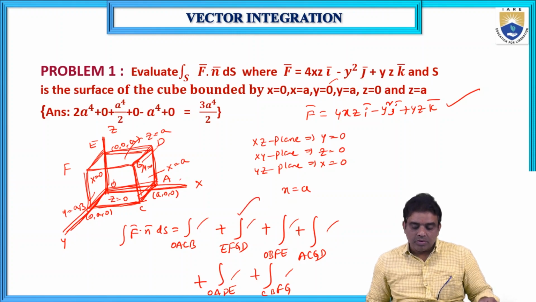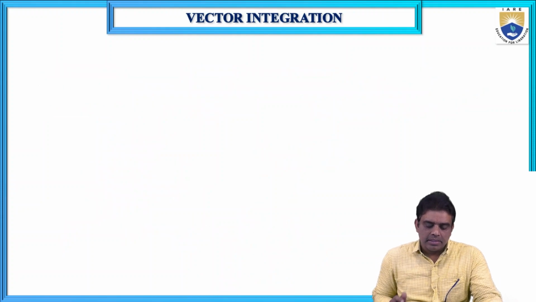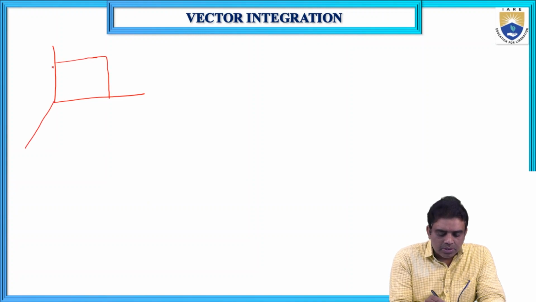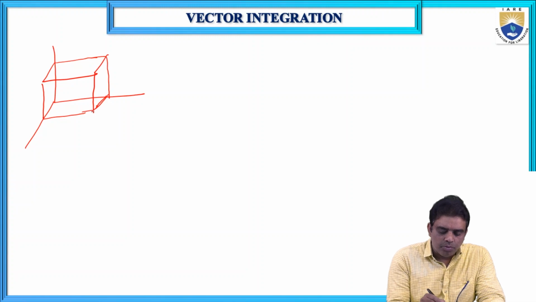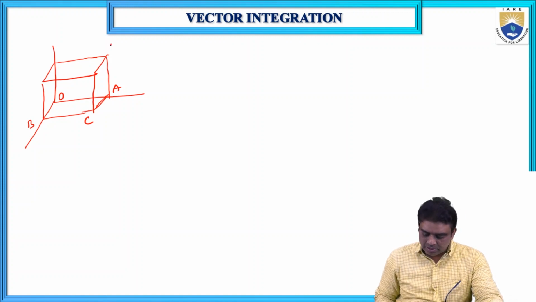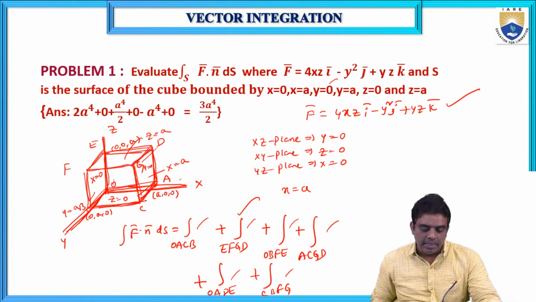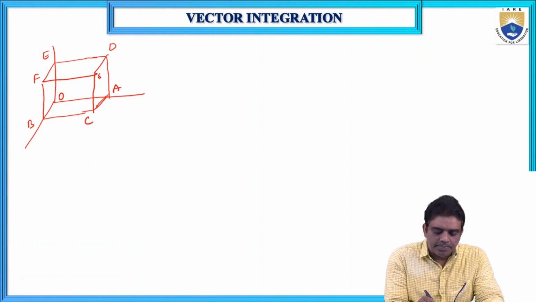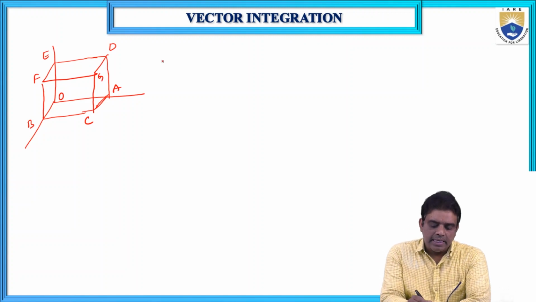I will draw the diagram here also, so based on this I can show it. The cube is like this, all having equal lengths. So this is the cube. This is O, A and B, C. And for the others I will give the labels D, E, F, G.